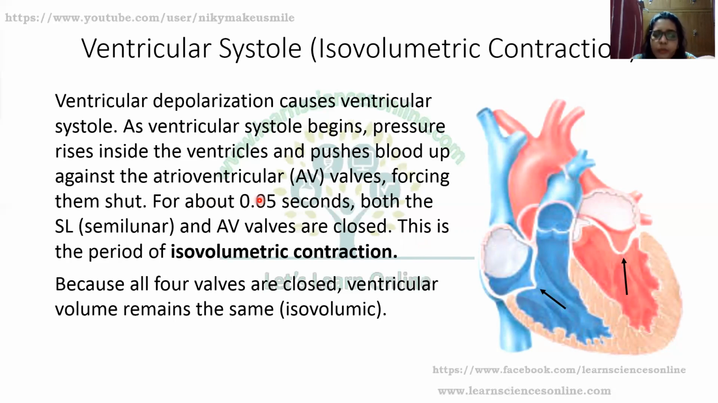For about 0.05 second, all four valves, the pulmonary semilunar valve and aortic semilunar valve, and the bicuspid and tricuspid valves, are closed. Because all four valves are closed, neither is blood coming inside the ventricle nor is it going outside the ventricle. So at that time, the volume of the ventricle remains the same. That's why this phase is also known as the isovolumetric contraction phase.